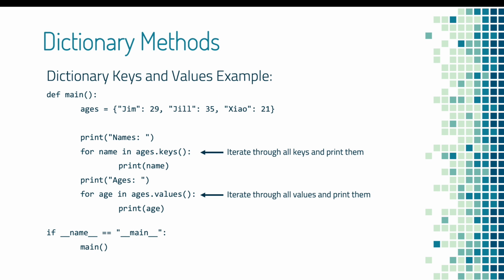I'd have to go back to the dictionary to find that out. Same thing with the values. If I do ages.values, I have no clue whose name is associated with each of these values. I'd have to go back to the dictionary and go through and figure out which name is associated with that value.